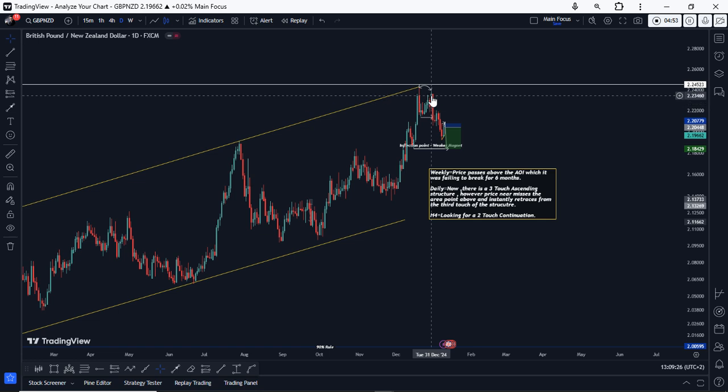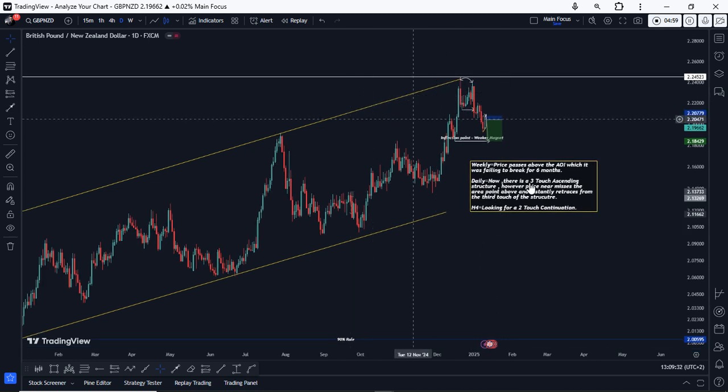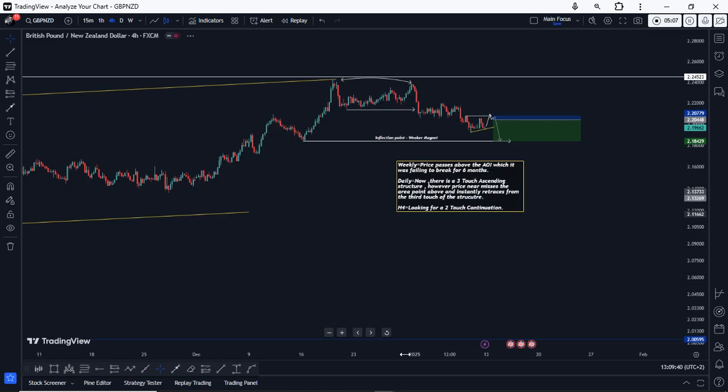My view was for price to push out and come back in, but however, it forms a double top. So we'll be looking for shorts. We won't be looking for price to be reaching out to the top. So we move on to the H4.